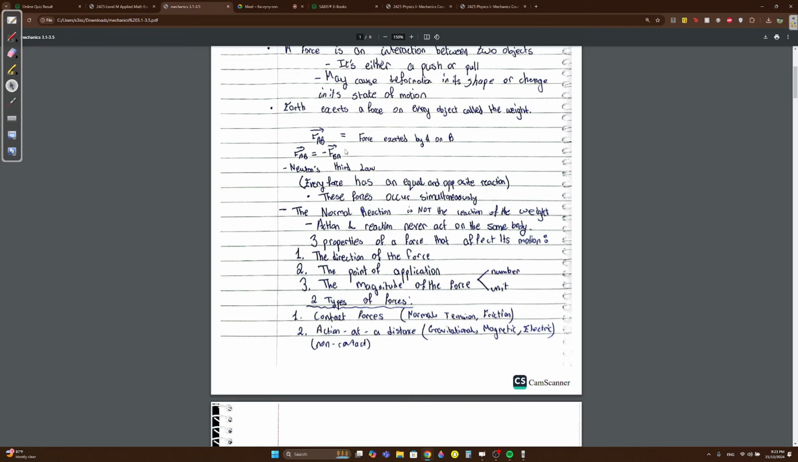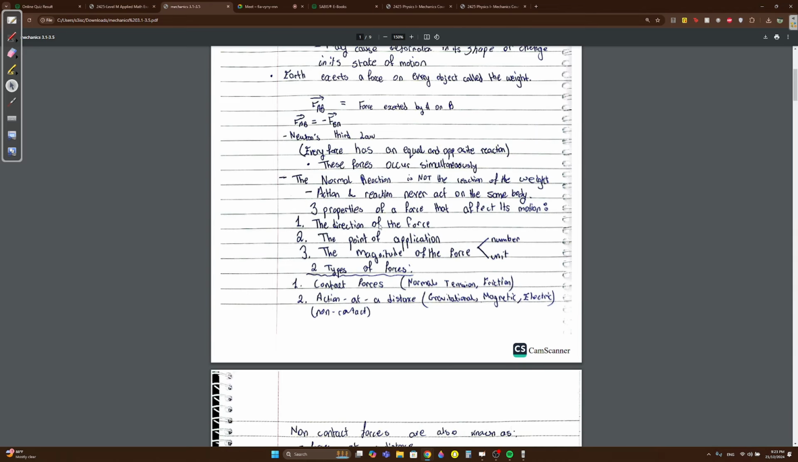Yeah, FAB is the force exerted by A on B. It's opposite to FBA. Newton's third law, you don't need this, but you know it. You need this for next week though. Okay, this comes every week, every exam, sorry.